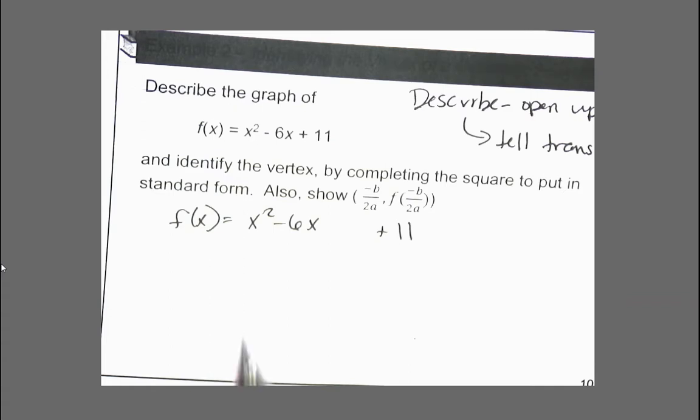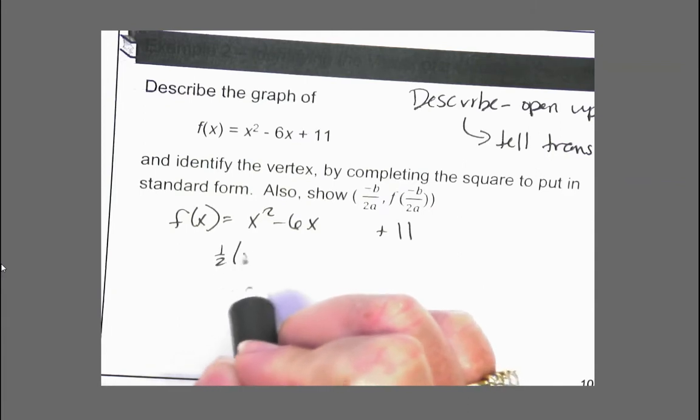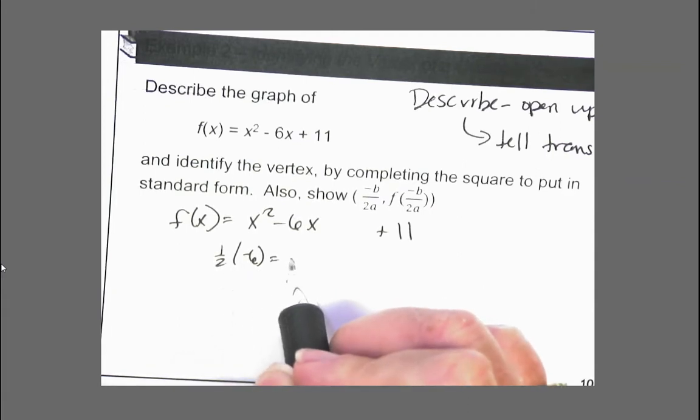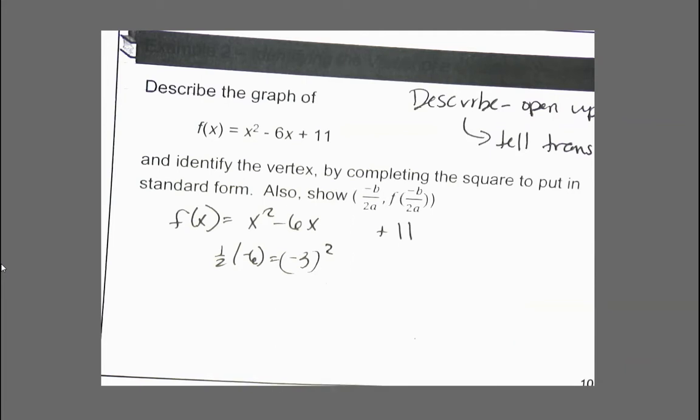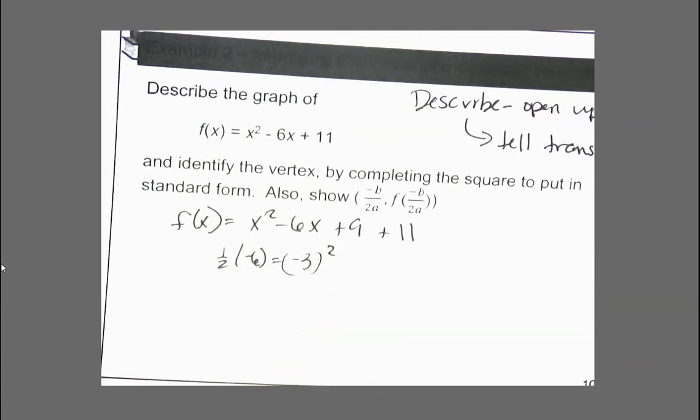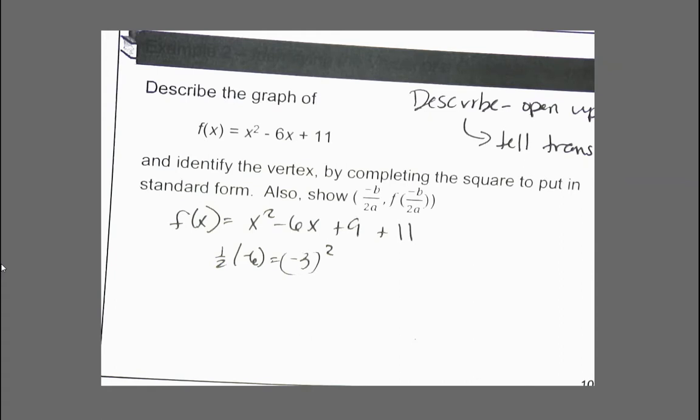How do we get that number? Remember, it's half of what? Negative 6, which would be negative 3, squared. So what's that number that I want? 9. And once I put that number there, what did I have to do to the other side? We added 9 to the other side, but I'm not touching the other side because I'm not solving anything. I'm just trying to put it in a nice little form. I'm trying to put it in standard form. I'm trying to make it look like that.